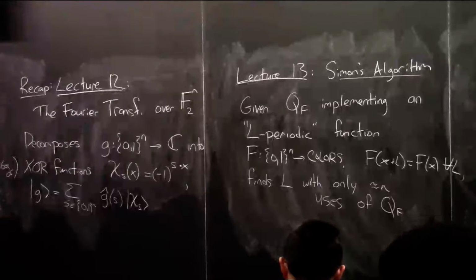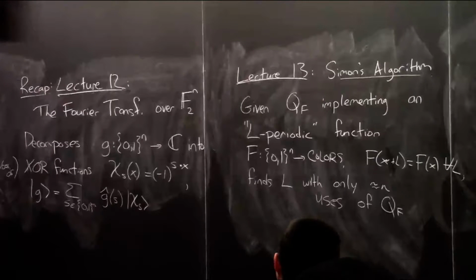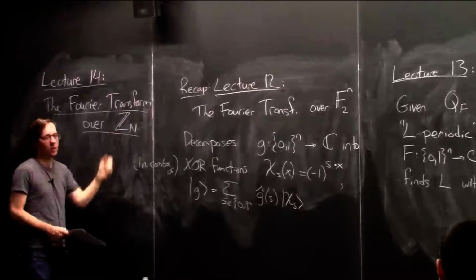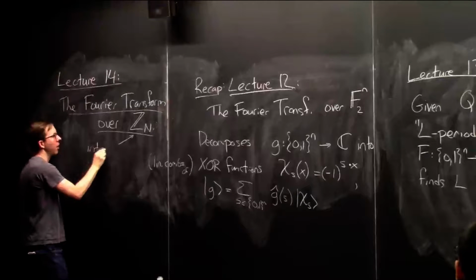Okay. Today we're going to talk about a different kind of Fourier transform. Actually, the most classical kind of discrete Fourier transform, not the Boolean one, but the one over, well, Zn. So this is the notation for the integers mod n.